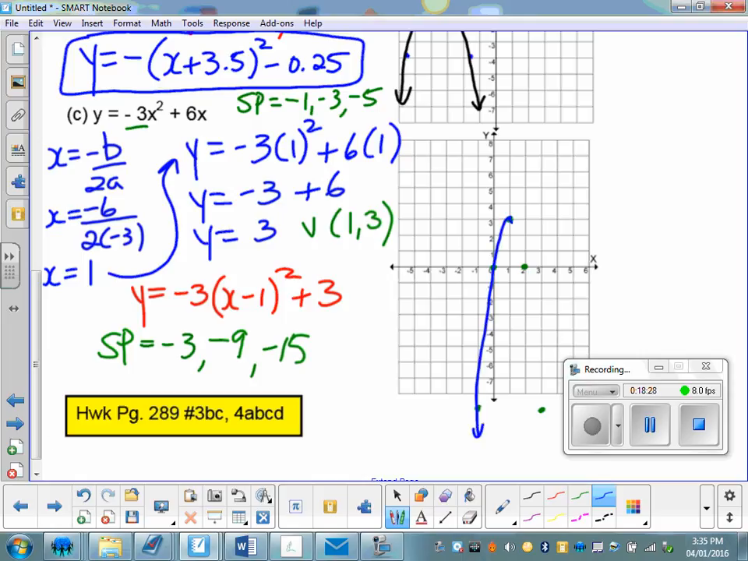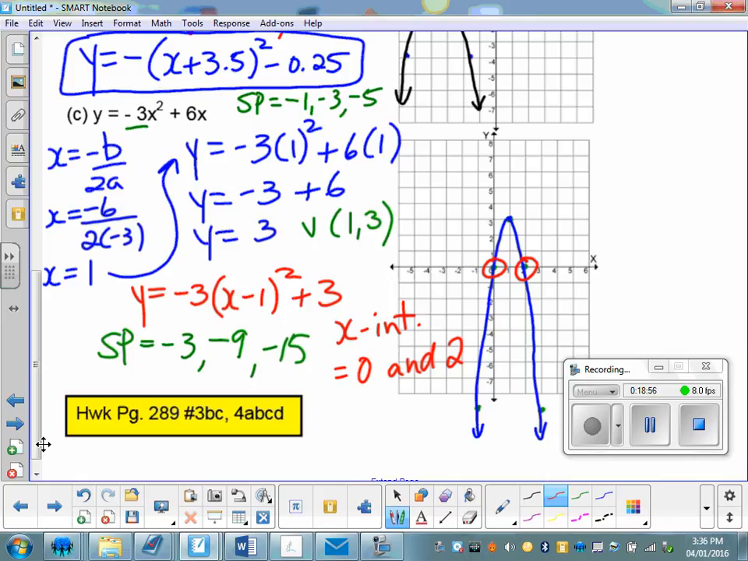So you can see this one opens down like we would expect, and it's been stretched. So it's going to look like that. And you can see that we have our intercepts. Oh, I keep wanting to call them y-intercepts. These are our x-intercepts. And our x-intercepts are equal to 0 and 2.